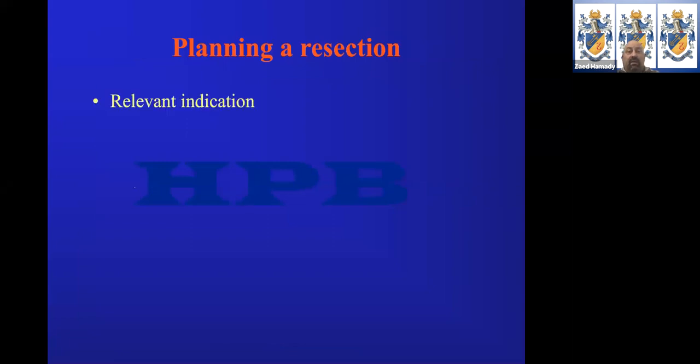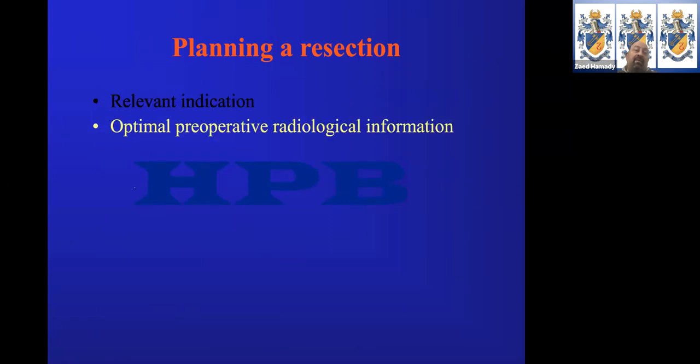Most important thing for planning resection of the liver is you need to have a relevant indication for liver resection. Cancer is one of the indications. The solid indication is colorectal liver metastasis. However, there are other metastases that we currently resect as well, particularly renal cancer liver metastasis and the neuroendocrine tumors.